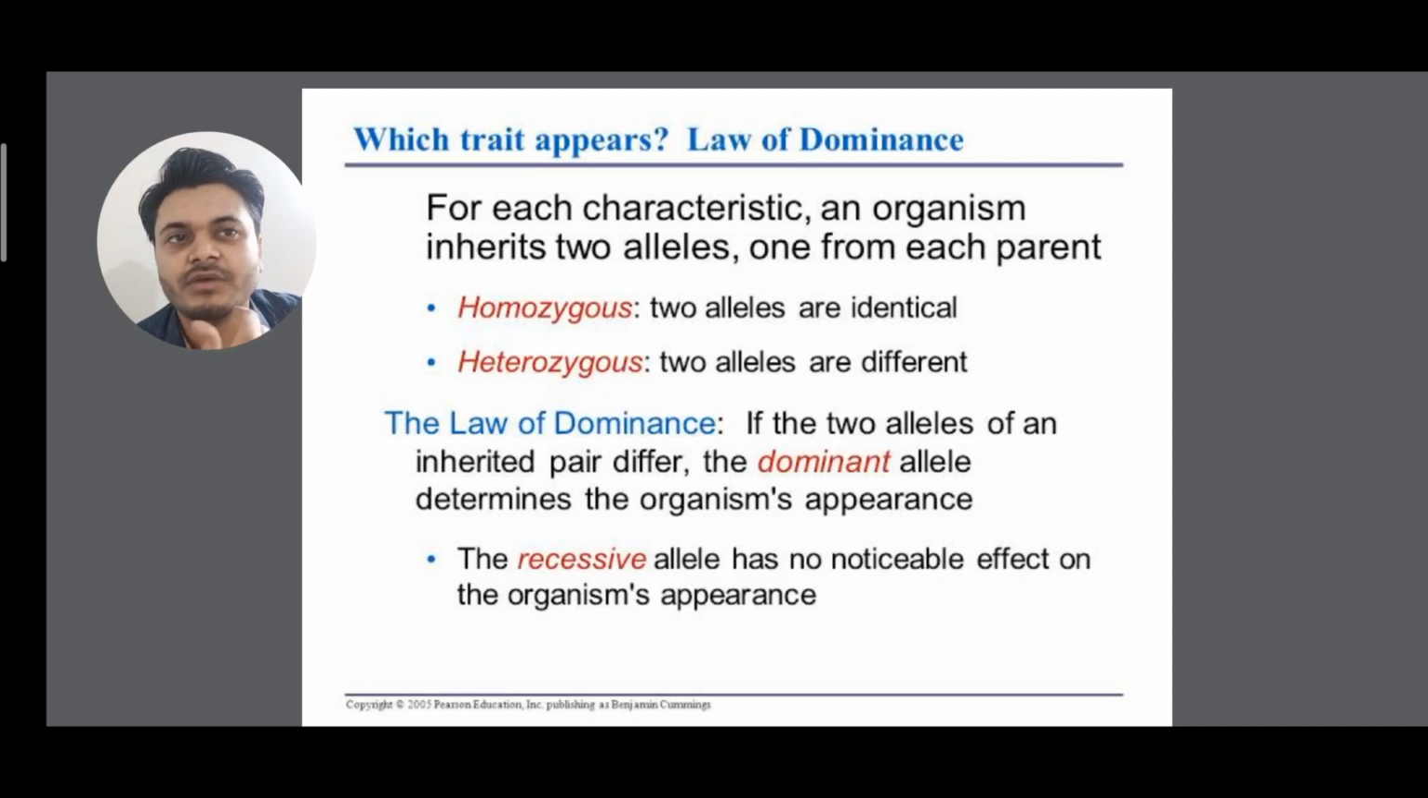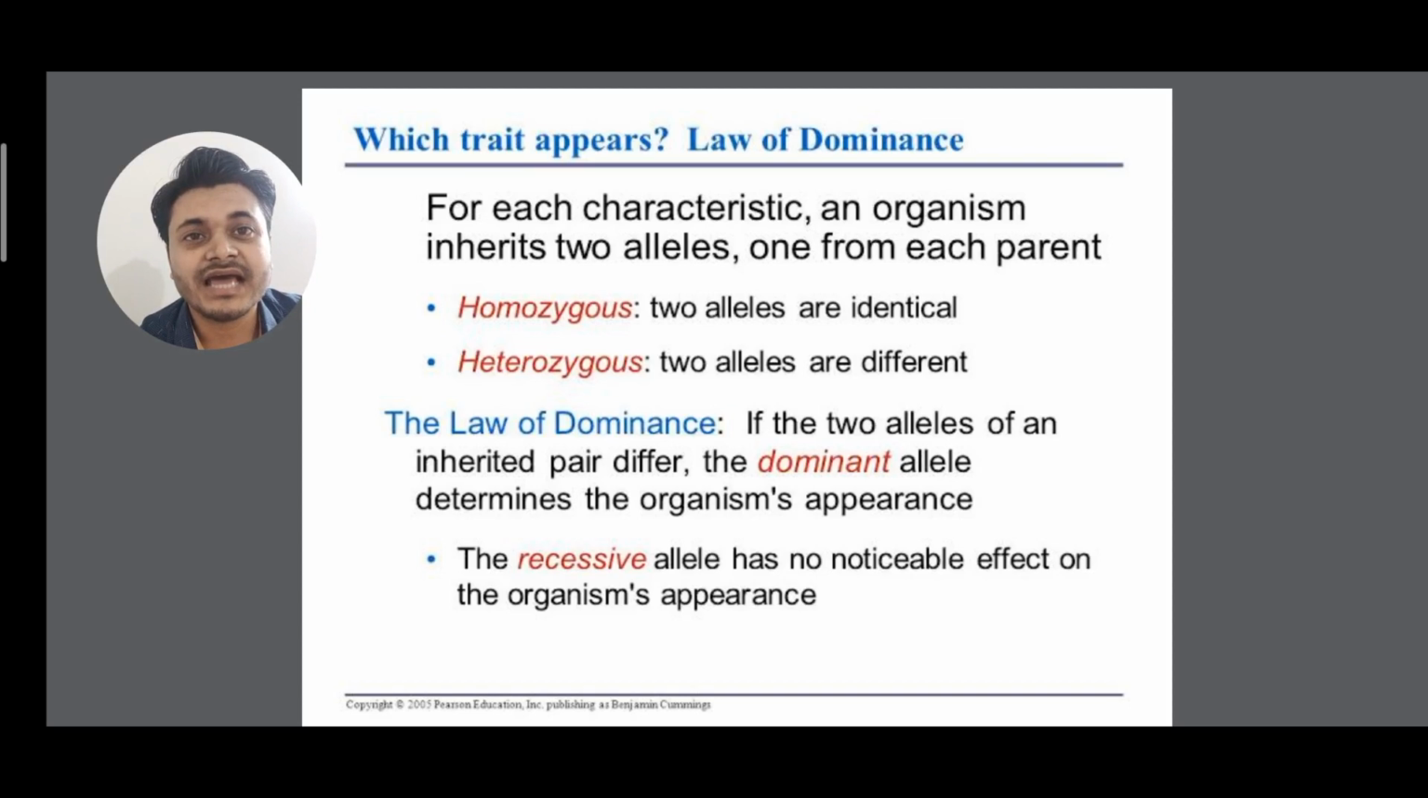Now what is law of dominance? See, law of dominance means that a particular trait will be superior to the other. Clear? For each characteristic, an organism inherits two alleles, one from each parent, isn't it? So there are two conditions: one is the homozygous state and the other is the heterozygous state. You know from the earlier lectures, these definitions I have already taught.